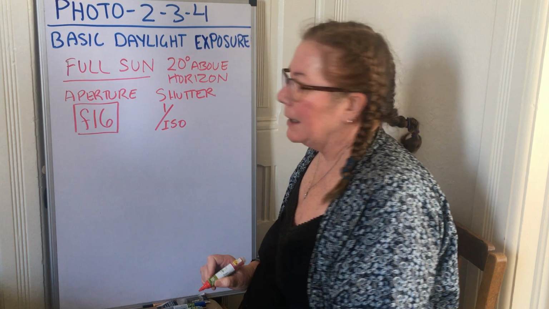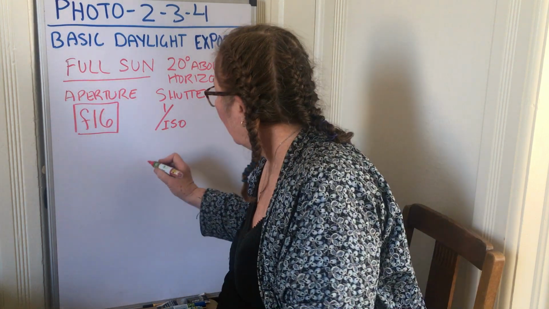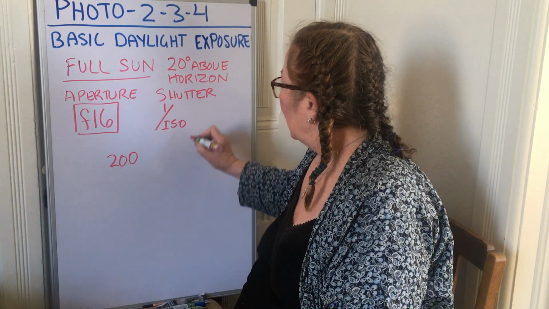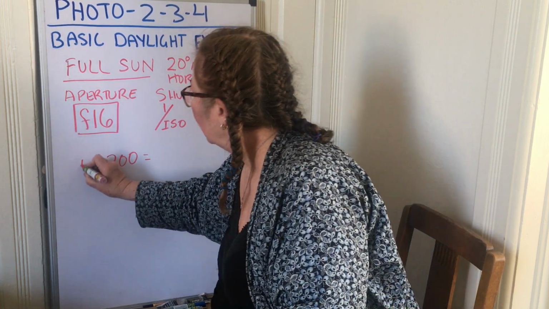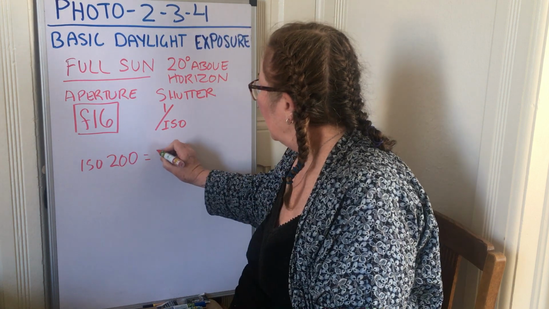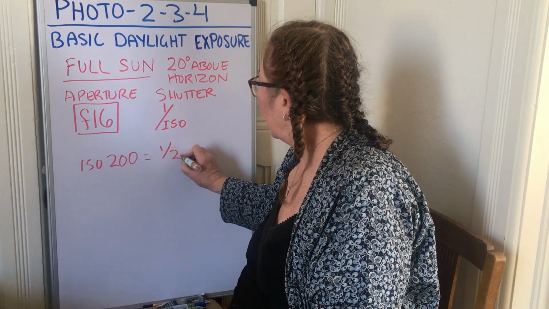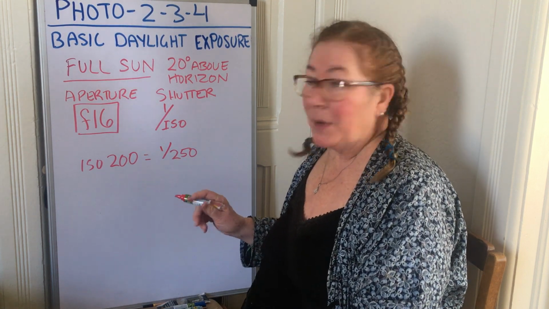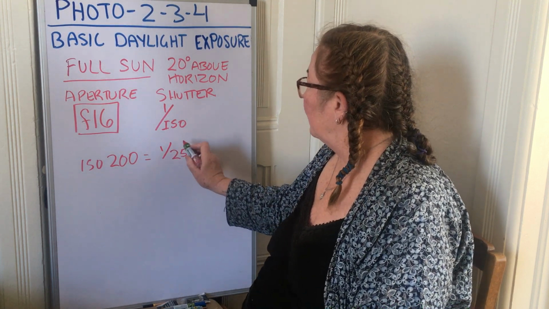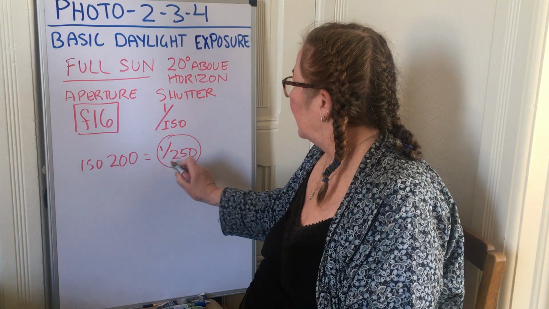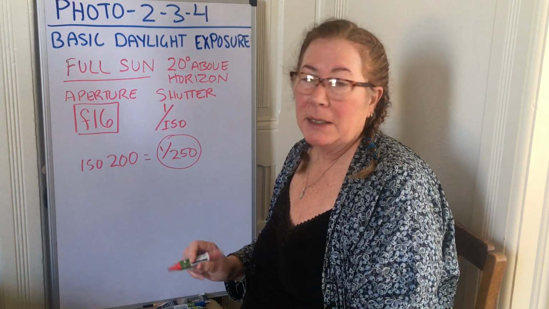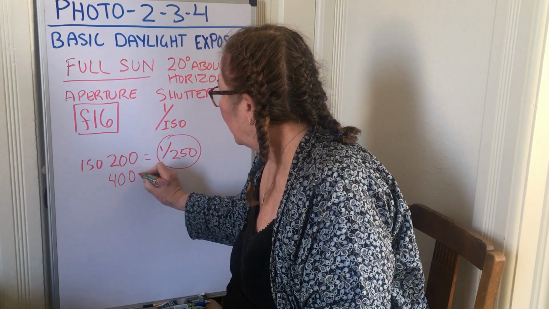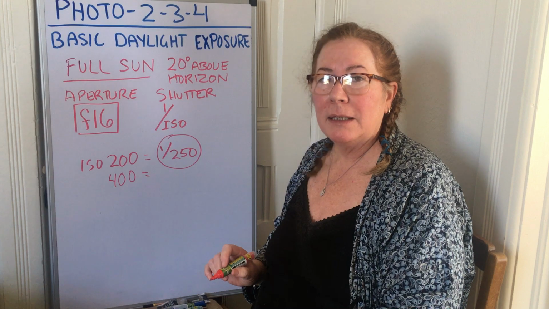Okay, so what does that mean? That means if your ISO is at 200, the closest shutter speed would be 1/250th of a second. So if you're using 200 ISO film, you would start with your shutter speed at 1/250th of a second, because that's the closest to 200 speed film. If you're using an ISO of 400 speed, what's the closest shutter speed to that?